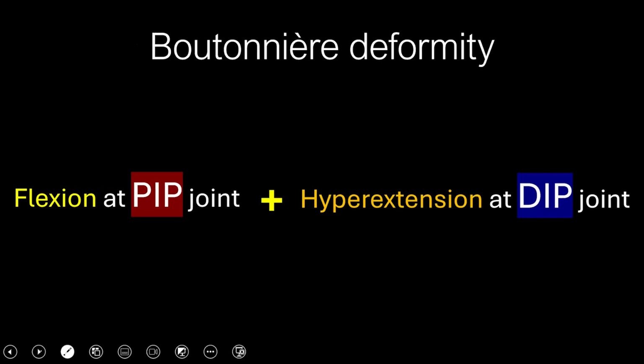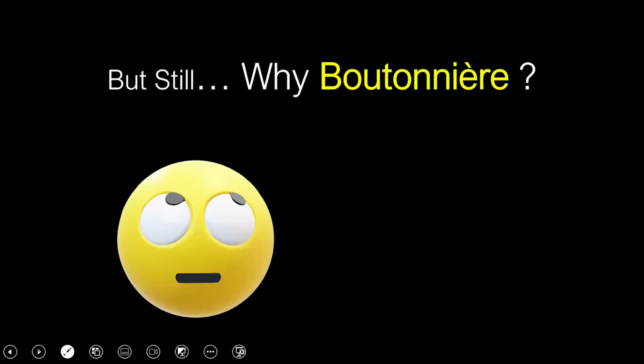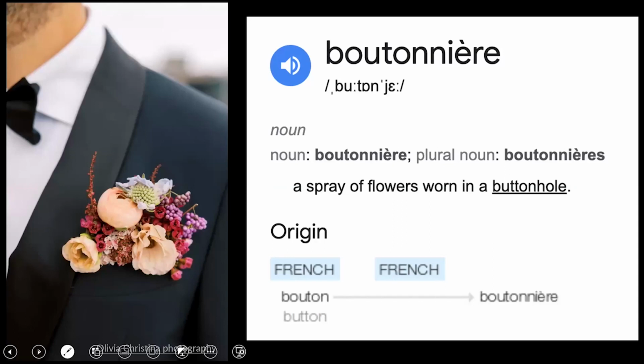But still, what is boutonniere? Well, boutonniere is a term which was described in the French literature, and it is called the spray of flowers, which is worn in the buttonhole. So classically, if you look at the coat, the flowers are worn on the lapel of the coat. A similar appearance you can also see when you try to thread the eye of a needle, and when you look at it end on, it appears similar to a boutonniere deformity.